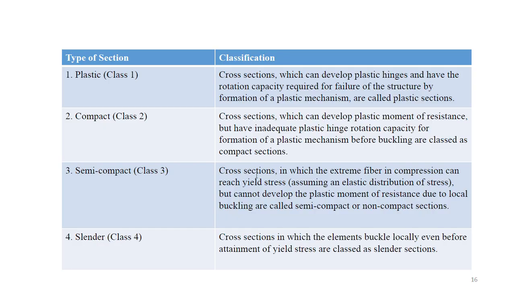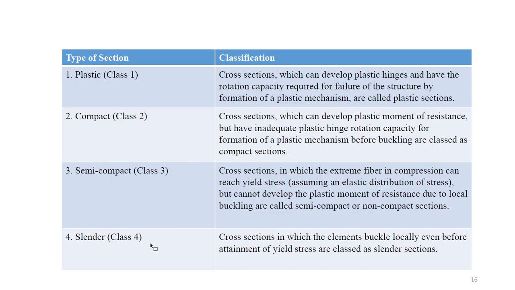Semi-compact sections: cross sections in which the extreme fiber in compression can reach yield stress, assuming an elastic distribution of stress, but cannot develop any plastic moment of resistance due to local buckling, are called semi-compact sections. They won't develop any plastic moment. This type of section we call semi-compact sections. Okay, next one.